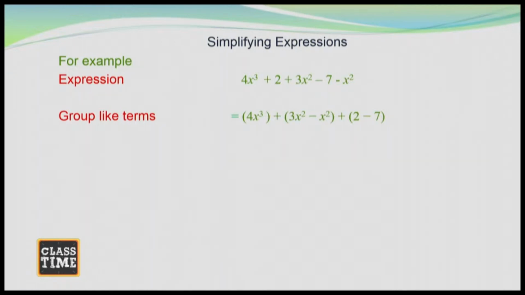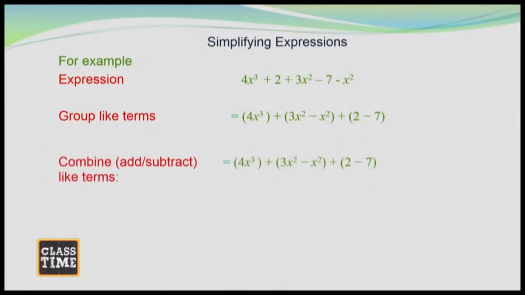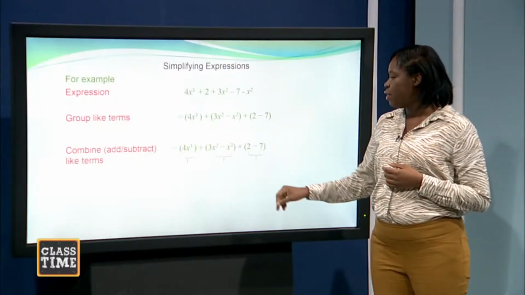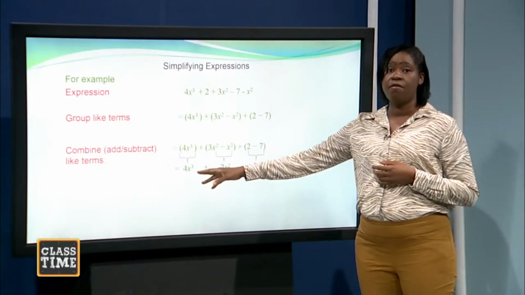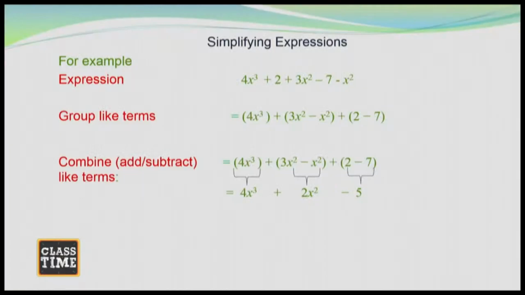Very good. So remember, we look for our like terms, group them, and then we simplify. Now in simplifying 3x squared, subtract x squared, we'd end up with 2x squared. So our simplified version would be 4x cubed plus 2x squared, subtract 5. And we would get the subtract 5, or the negative 5, because of the operation that happens with the constants that are there, 2 and negative 7. Yes, that's correct.